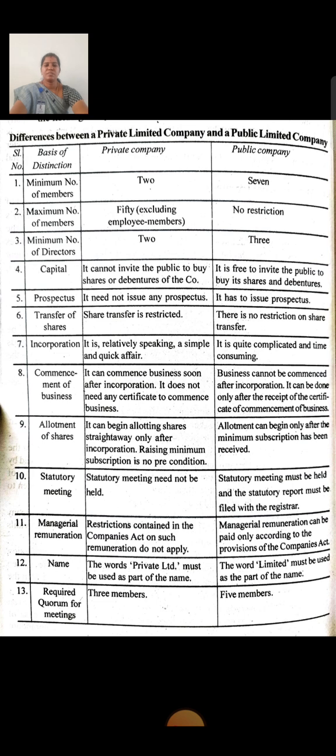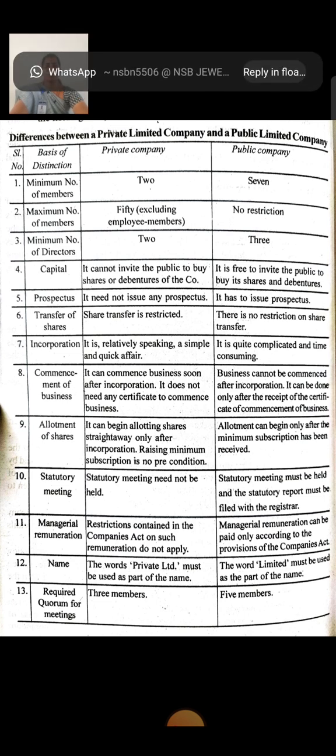Okay, let's see the differences. The first difference is the minimum number of members. When they start a company, a private company needs a minimum of 2 members, and a public company needs a minimum of 7 members. The second point is the maximum number of members. A private company has a maximum of 50 members, so the minimum is 2 and the maximum is 50, excluding employee members, that is, management members. Public companies have no restriction: minimum 7 members, maximum no restriction, for example 100, 150, 200, 1000, etc.